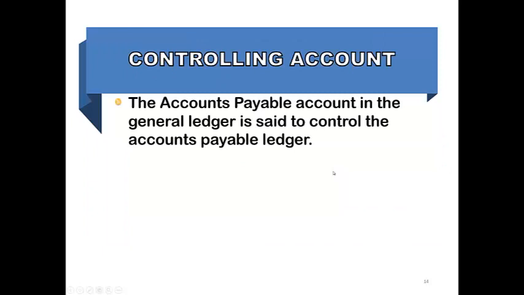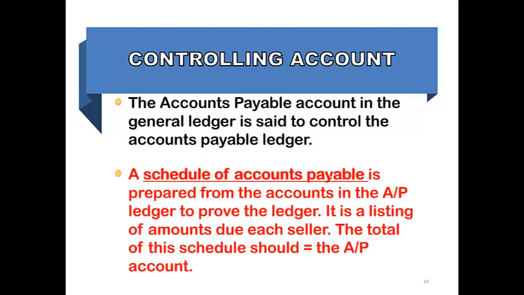The controlling account, as I mentioned earlier, is the accounts payable account in the general ledger. And then a schedule of accounts payable will be prepared at the end of the period, listing all the vendors and their balances, and the total must total back to the controlling account, which is the accounts payable total in the general ledger.